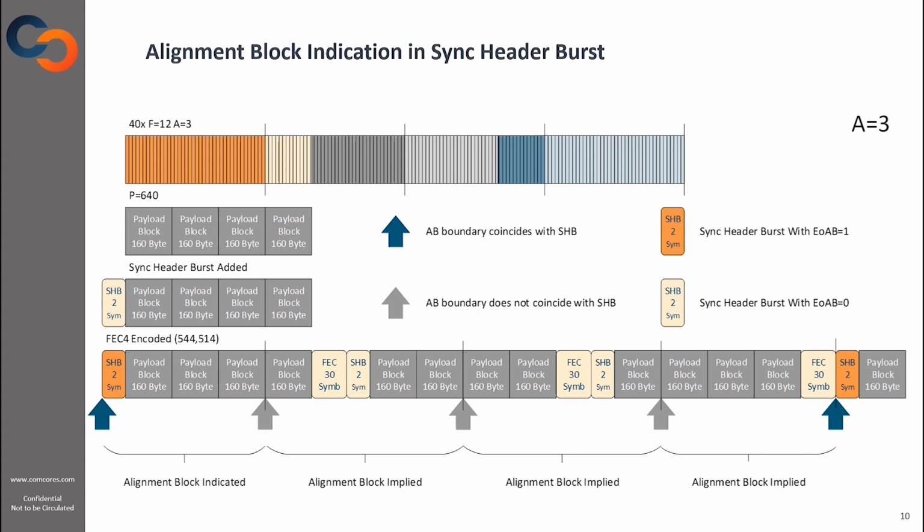And on the bottom, we can see that not every alignment block will now fall on a FEC code word boundary and be covered with a sync header burst. So it cannot be indicated by an end of alignment block indication in that sync header burst. But those sync header bursts, the orange ones, will happen occasionally, right? And because we know A is equal to 3, we can imply the other boundaries that happen actually in the middle of the FEC code word payloads, as indicated by the gray arrows in this image.